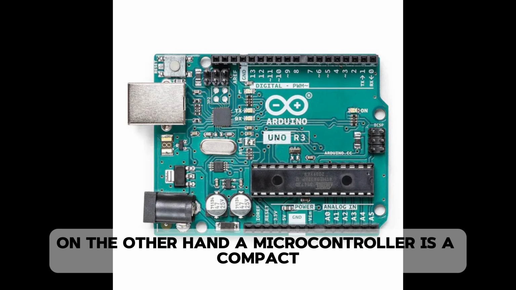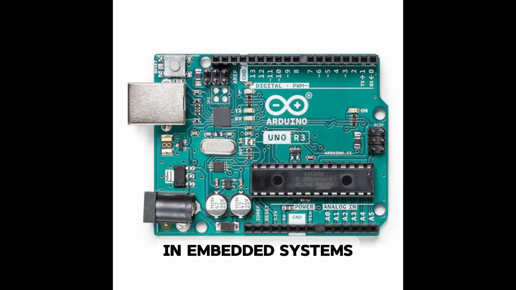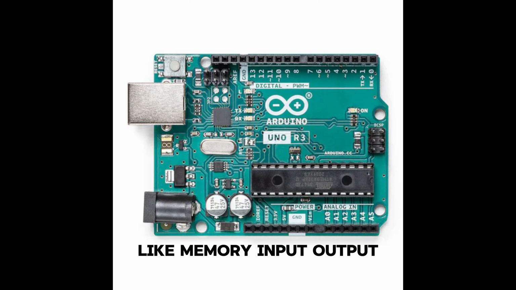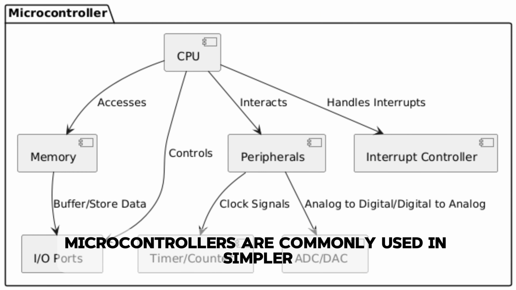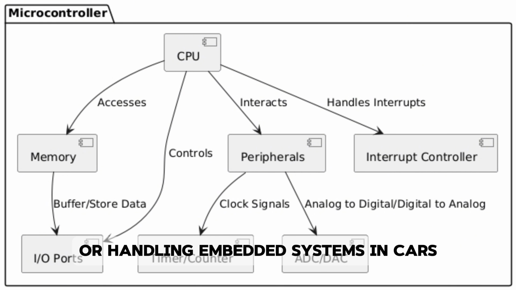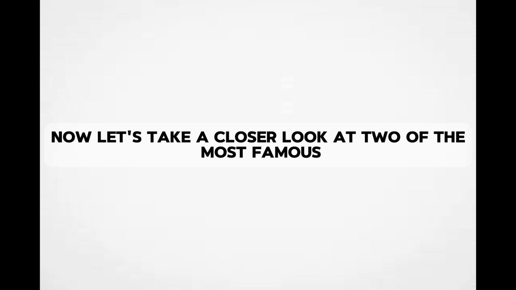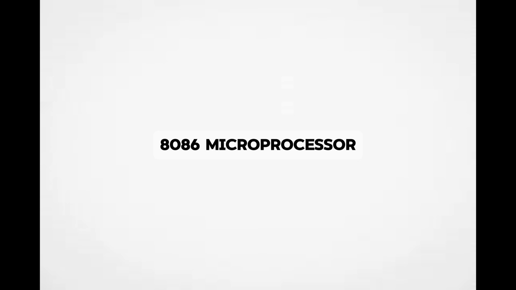needed. On the other hand, a microcontroller is a compact integrated circuit designed to control specific tasks in embedded systems. It combines the functionality of a microprocessor with additional components like memory, input and output (I/O) ports, timers, and more, all in one single chip. Microcontrollers are commonly used in simpler, dedicated applications such as controlling devices, automating processes, or handling embedded systems in cars, home appliances, and IoT devices. Now, let's take a closer look at two of the most famous processors, the 8051 microcontroller and the 8086 microprocessor.